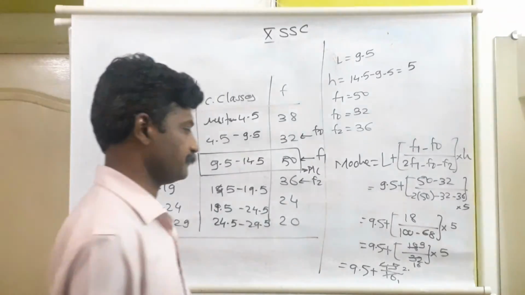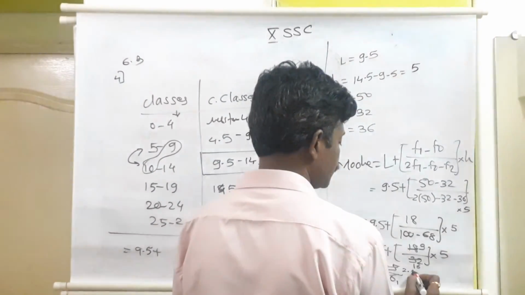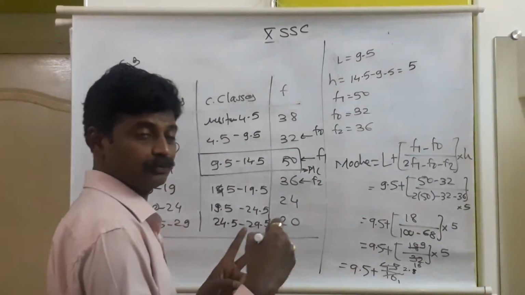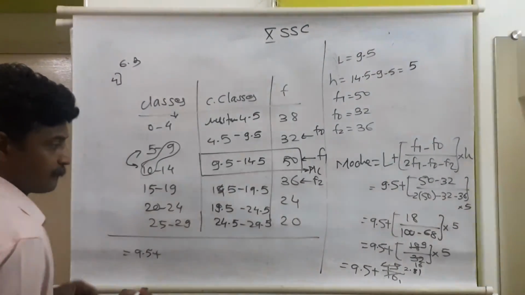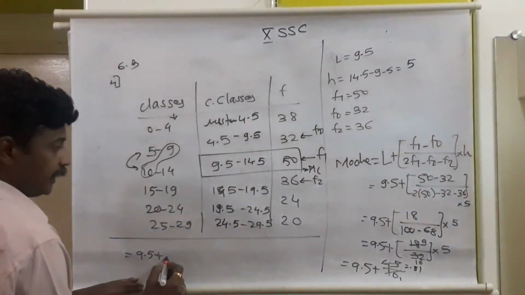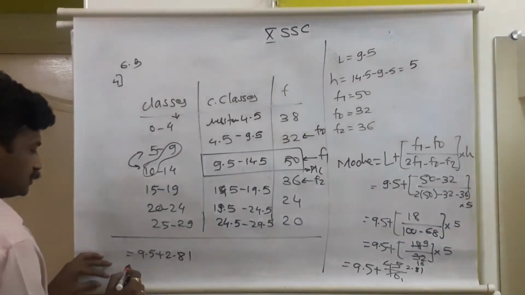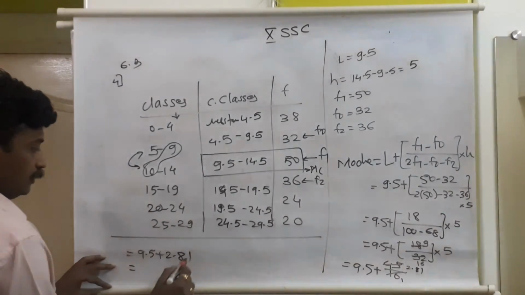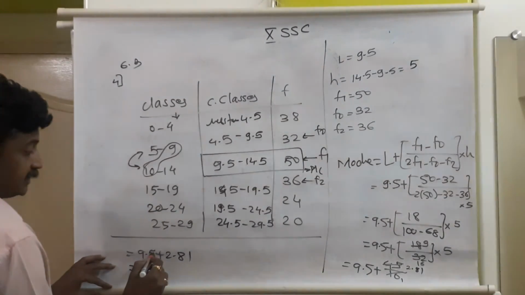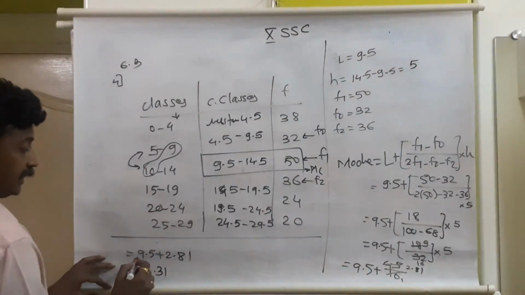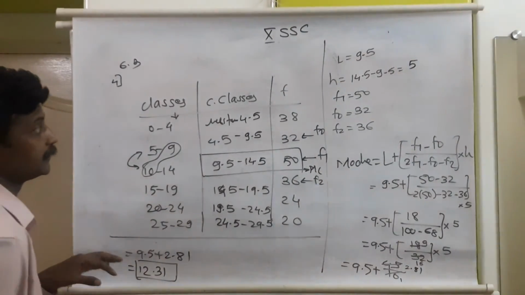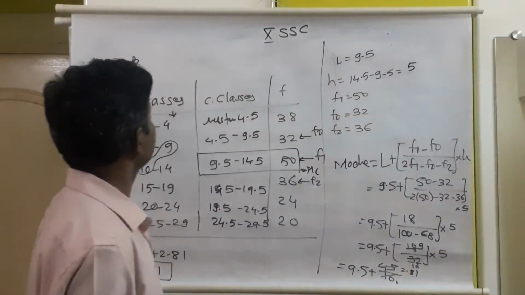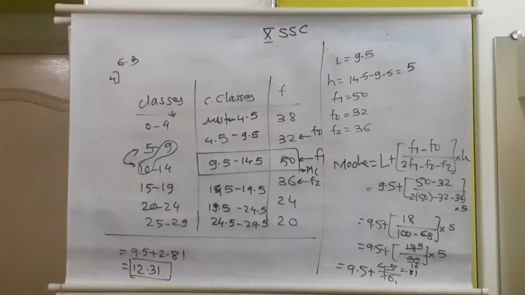So 16 eights are 128, remainder is 2. 2 will convert into 20. 16 ones are 16. So 9.5 plus 2.81, because this is 9.50. So 1 as it is, 8 plus 5 is 13, carry 1, 9 plus 1 is 10 plus 2 is 12. 12.31. This is nothing but what was given to us as classes and frequency.